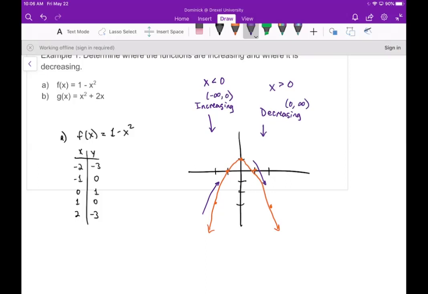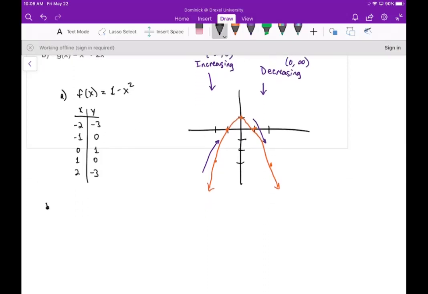Technically at 0, it's neither increasing nor decreasing. If you include it in those brackets, I guess it's not technically wrong, but it's not technically right either. I usually don't include it, but usually it doesn't make a huge difference one way or the other.